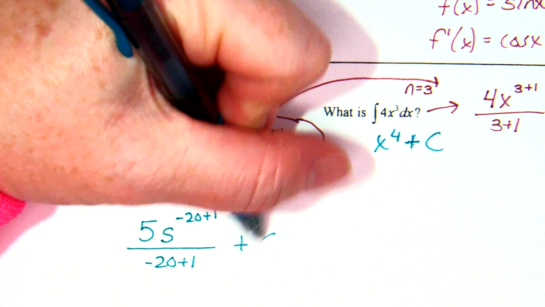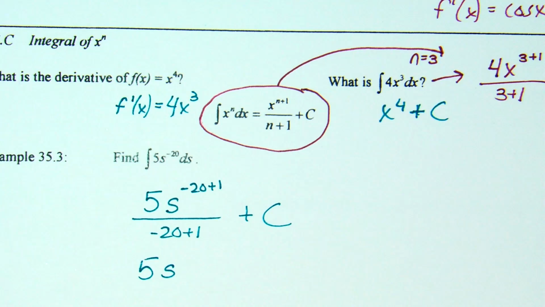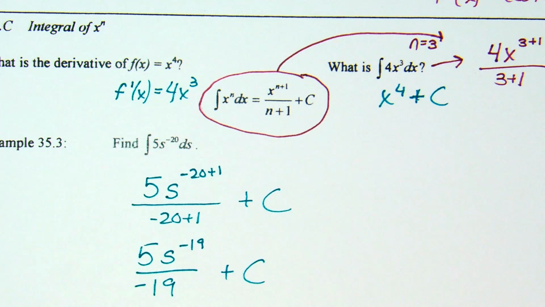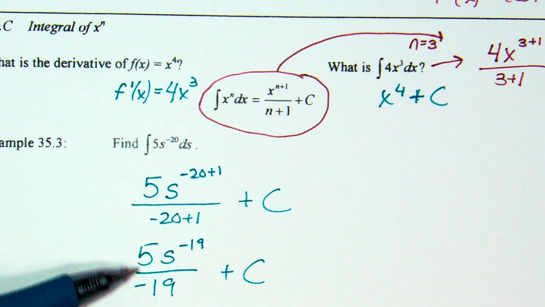Now, needless to say, do I want you to leave your answer like that? Absolutely not. So, there's a 5s to the negative 19 over negative 19 plus c. Now, I'll be honest, you wouldn't exactly see it like this usually. Usually I would think of it as a fraction out front. So I would normally think of this as negative 5/19 s to the negative 19th plus c.